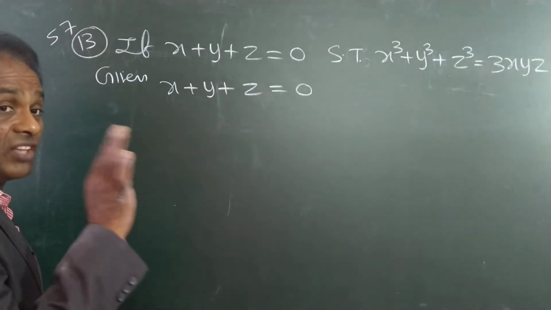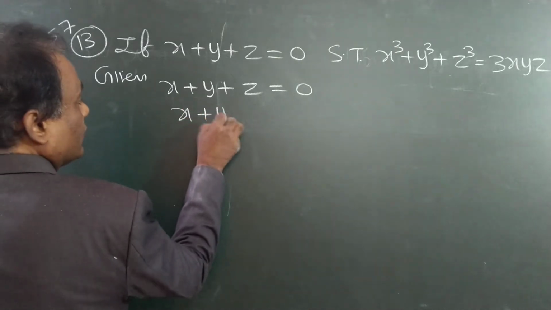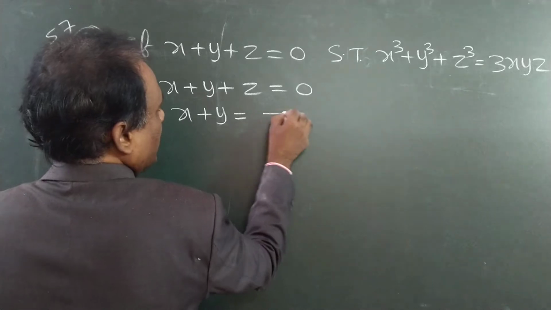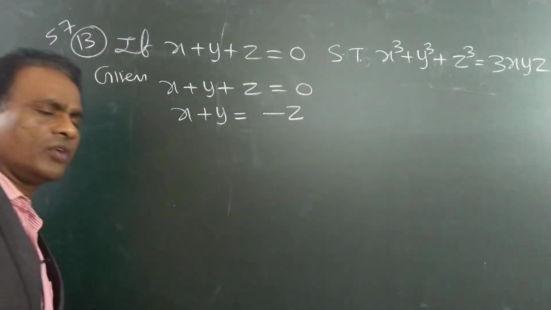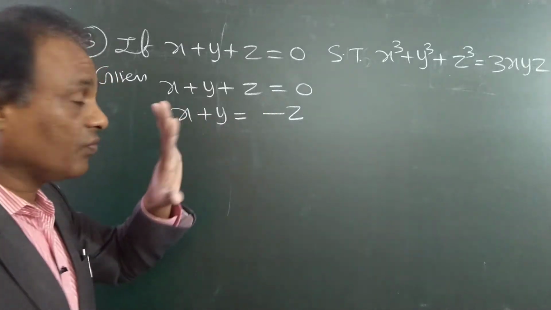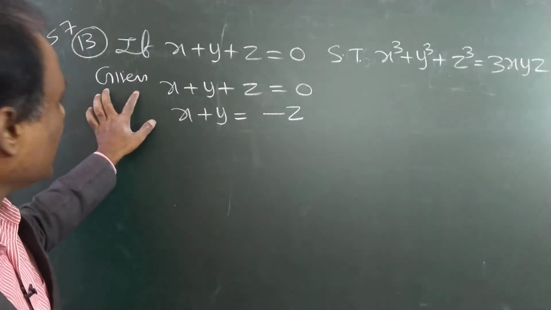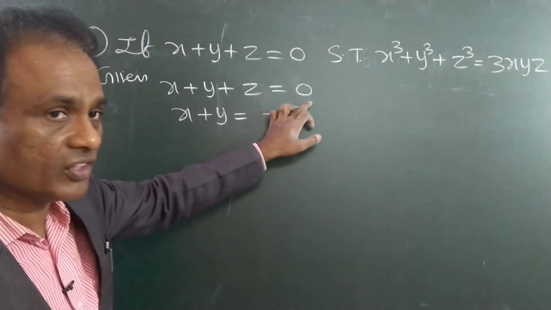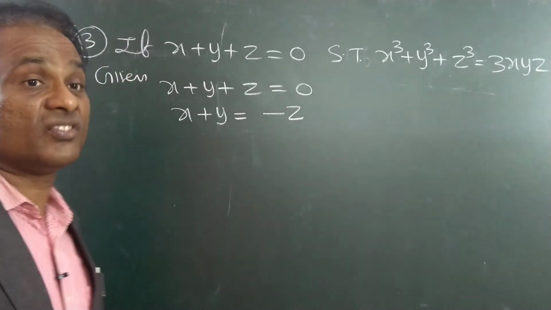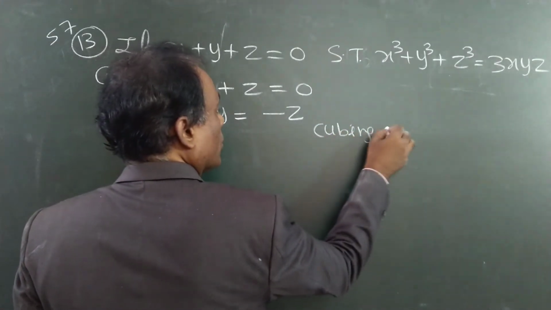So what I am doing is, observe this step. First step very carefully. Take z to the right side. 0 minus z is minus z only, because any operation with 0, plus or minus, it remains same. So first this is given. Given that x plus y plus z is equal to 0. I took z to the right side. It becomes x plus y equals minus z. Now don't write. I am cubing on both sides.